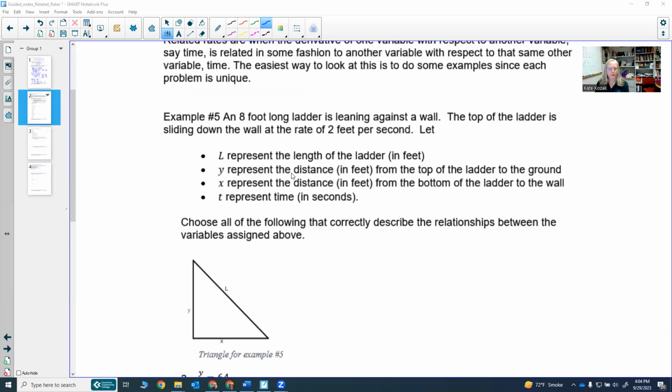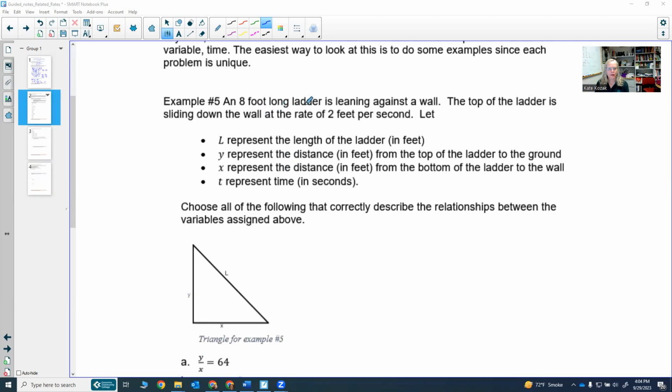So in this example, an 8-foot long ladder is leaned against a wall. The top of the ladder is sliding down the wall at the rate of 2 feet per second. Let L equal the length of the ladder in feet. Y represents the distance in feet from the top of the ladder to the ground. X represents the distance in feet from the bottom of the ladder to the wall. And T represents time in seconds.